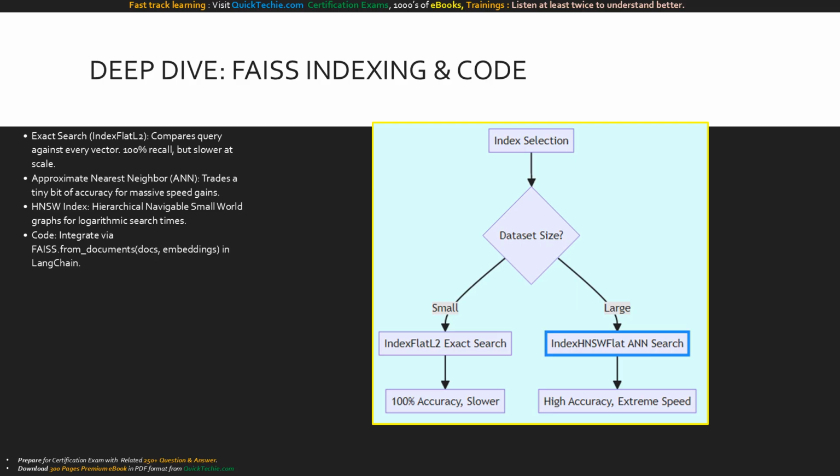If your dataset is large, you branch right to IndexHNSWFlat. This utilizes approximate nearest neighbor search to deliver high accuracy combined with extreme speed. The right path is highlighted because it is the industry standard for production scaling.